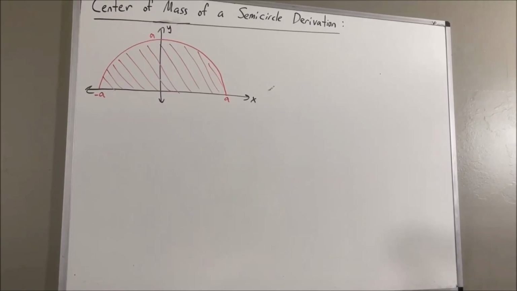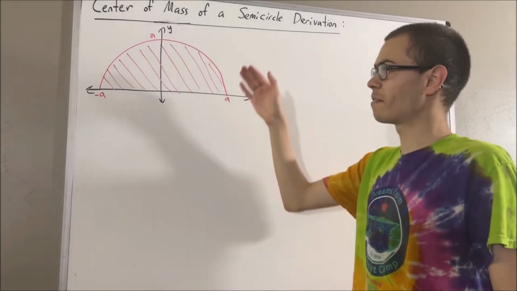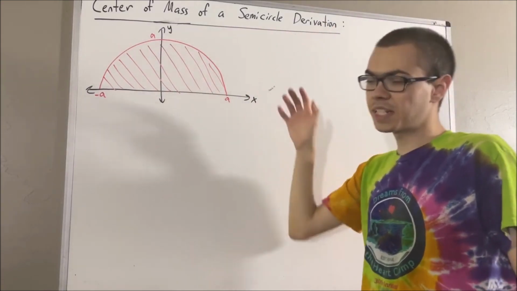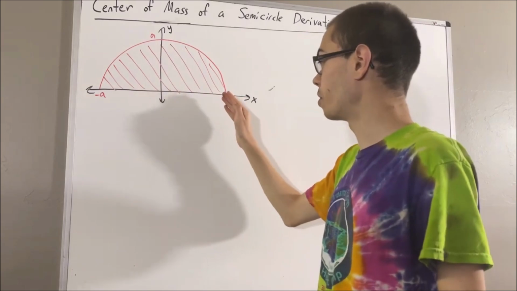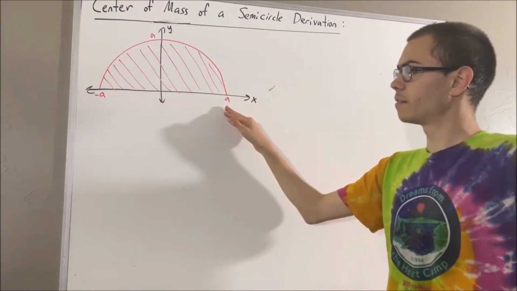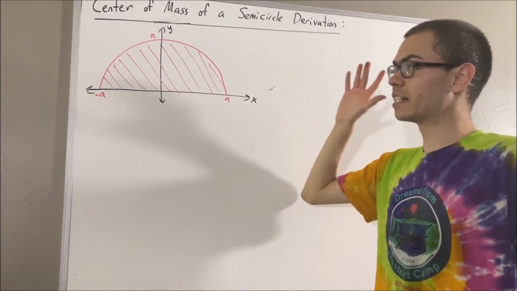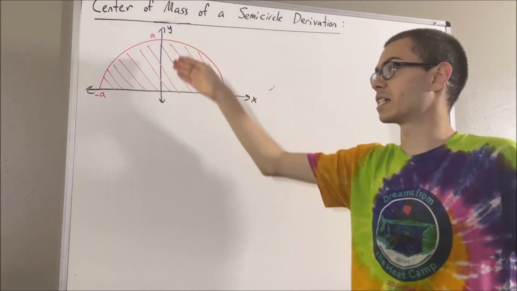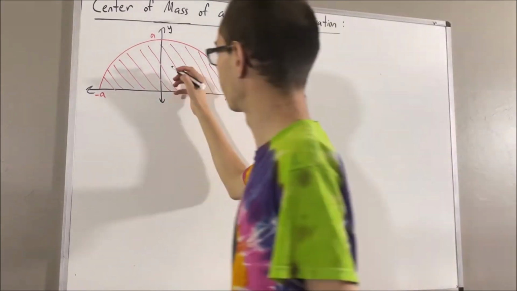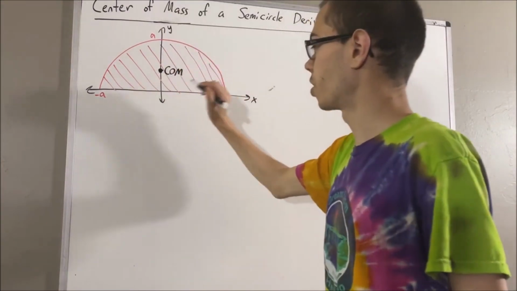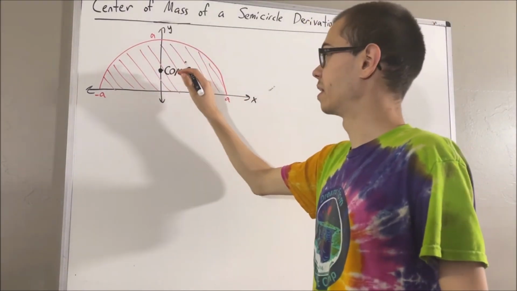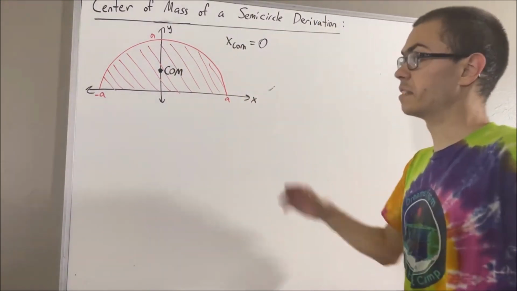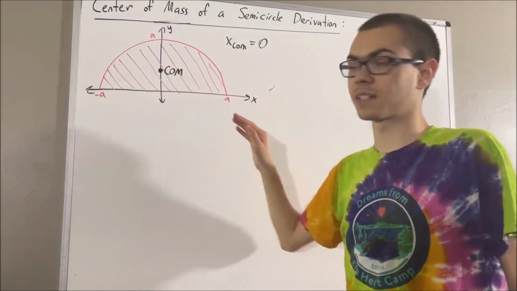Hello! In this video, we're going to derive the center of mass of a semicircle. Now, as you can see, we have a semicircle here with radius a. We expect the center of mass of the semicircle to be somewhere on the y-axis due to symmetry. So, the x center of mass must be 0. So all that's left to figure out is the y-coordinate of the center of mass.